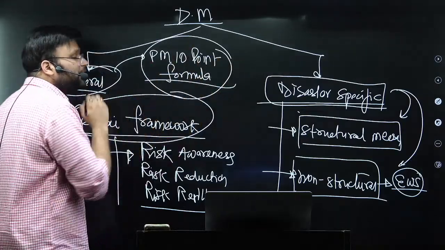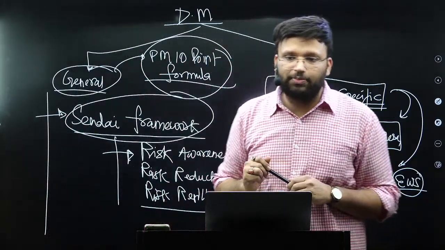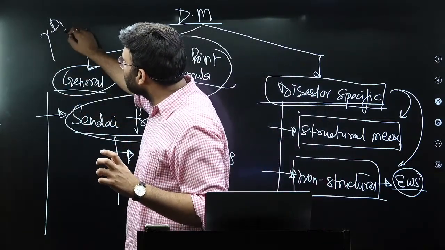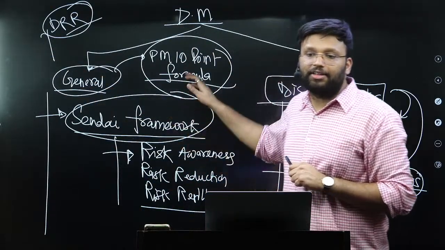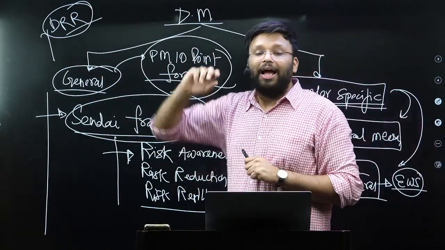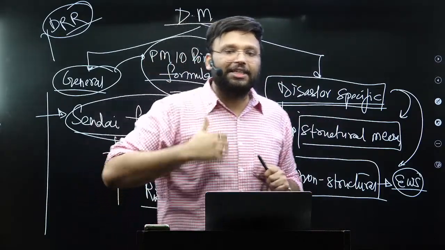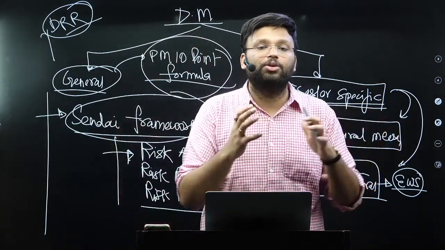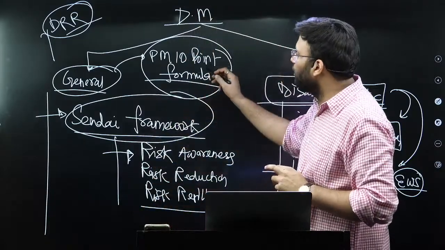So the Prime Minister has given a 10-point formula for disaster management, for disaster risk reduction, DRR. Community participation, community awareness, enhancing technology for community awareness, providing data solutions, early warning systems, all of this is part of the PM's 10-point formula.